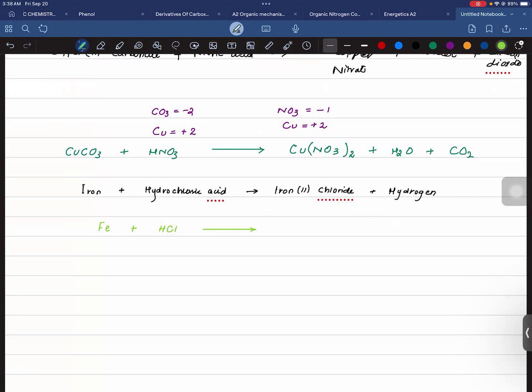And then it will be FeCl3, I think. They have told you the charge of iron. It's 2. So this should be FeCl2. And then this is H2. Okay.